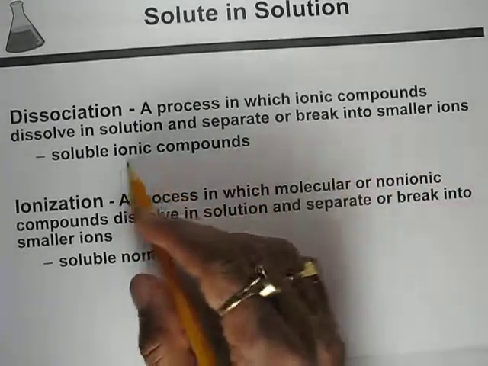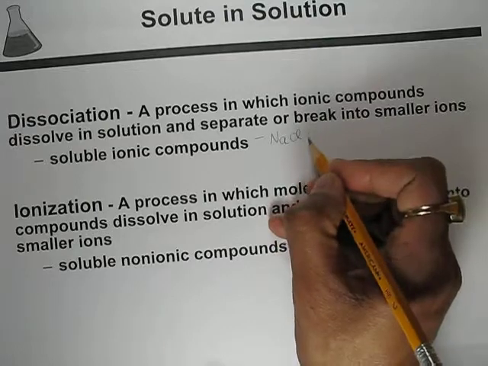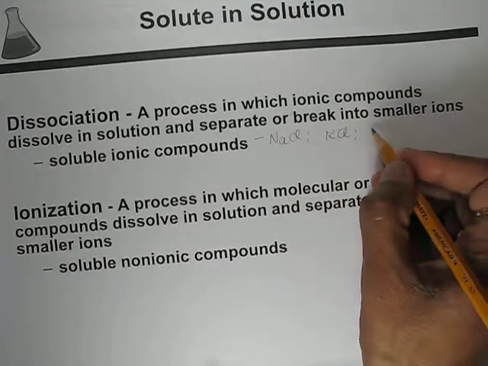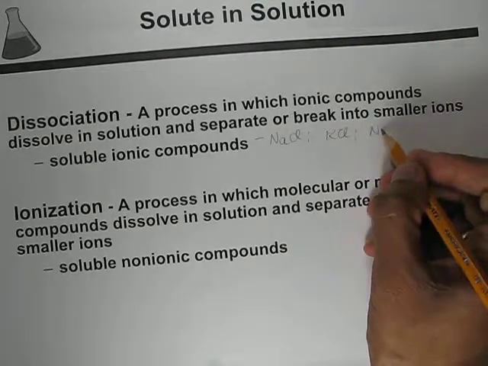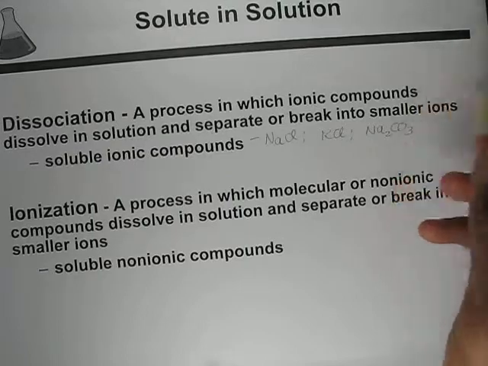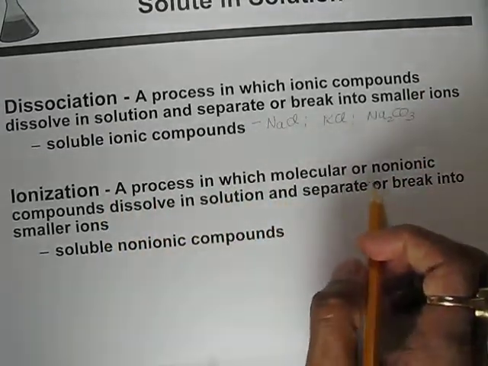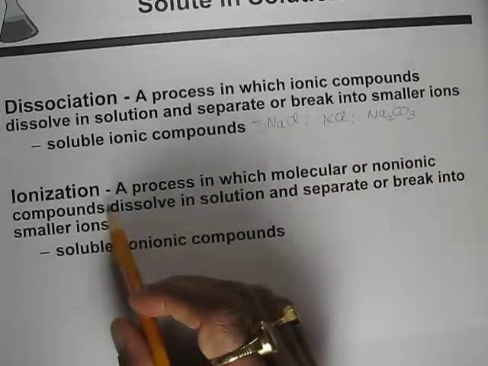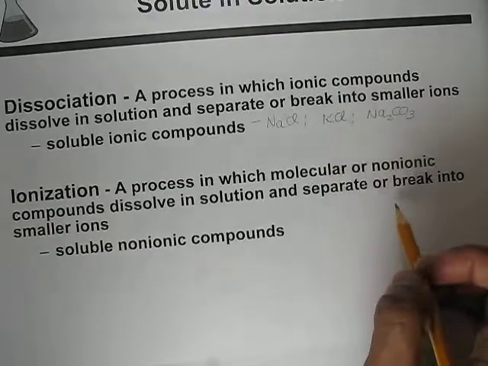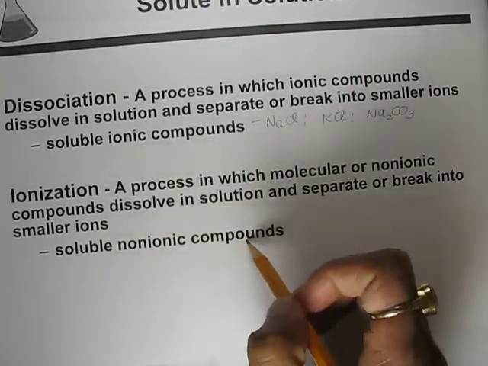Examples of soluble ionic compounds: sodium chloride, potassium chloride, sodium carbonate, Na2CO3, like that. Ionization is a process in which a molecular, non-ionic compound dissolves in solution and separates or breaks into smaller ions, called soluble non-ionic compounds.